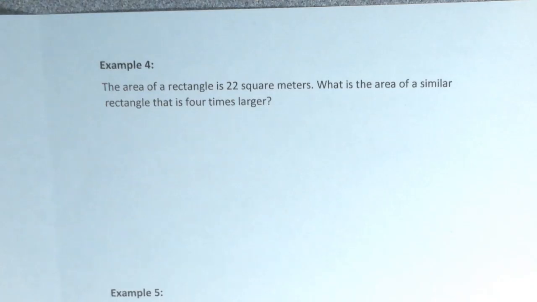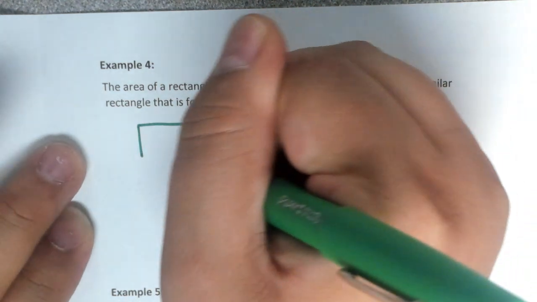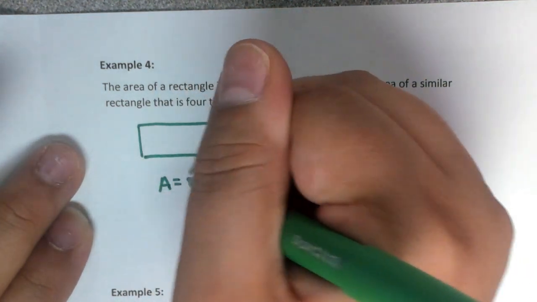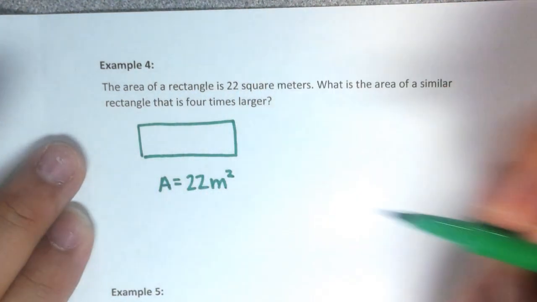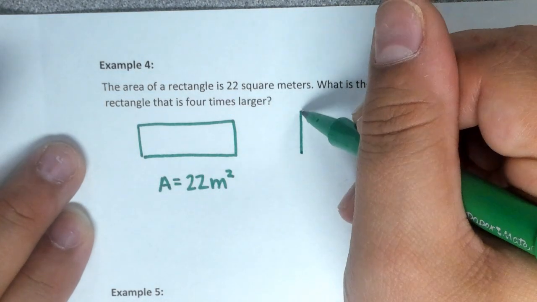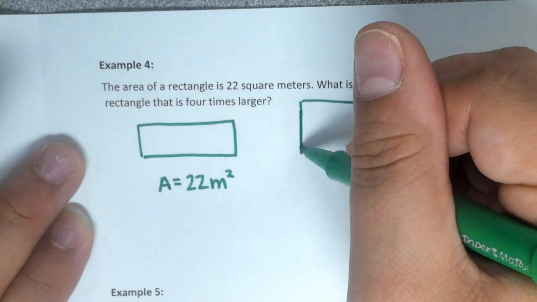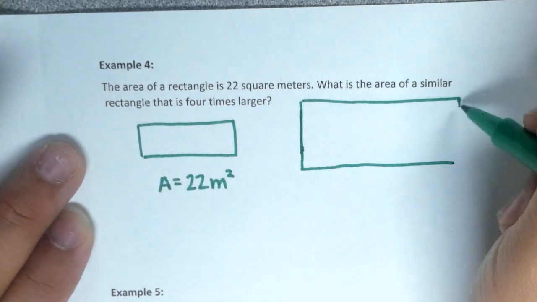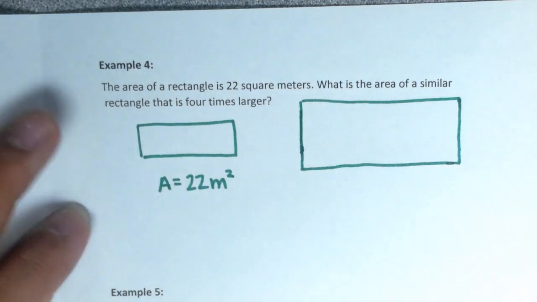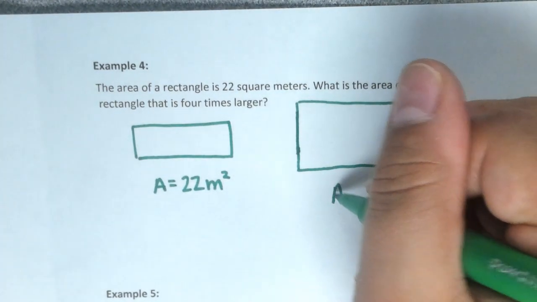Alright, the next one says the area of a rectangle is 22 square meters. So I'm going to draw a rectangle. The area is 22 meters squared. What is the area of a similar rectangle 4 times as large? So now I'm doing a bigger rectangle. Wouldn't this be 22 times 4? No. So be careful. I want to know my new area.